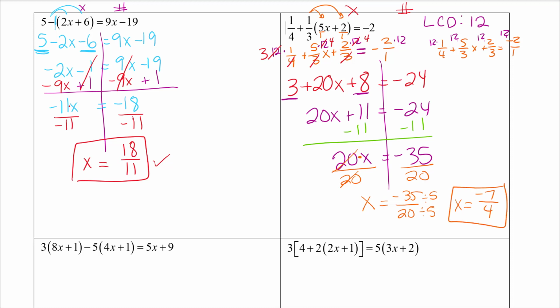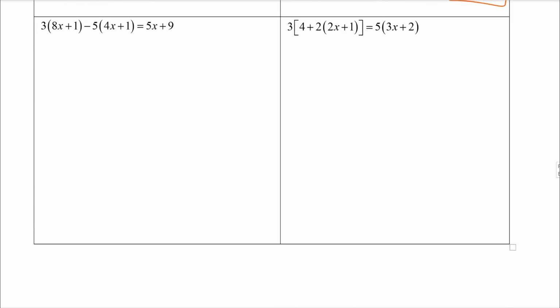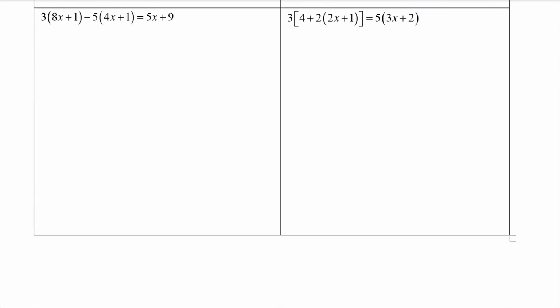-7/4 is my answer. I don't have enough room here for the check. I'm going to let you do that one on your own. Our next problem, we have a lot of distributing to do, so I'm going to distribute over here. That's 4x plus 3. Distribute the -5, -20x minus 5 equals 5x plus 9.